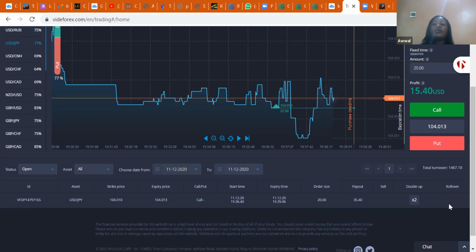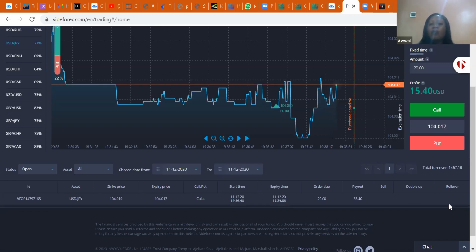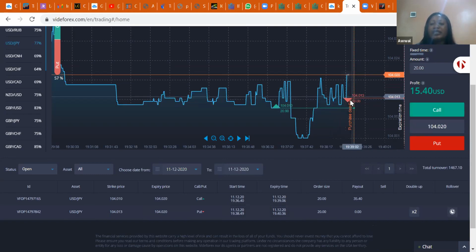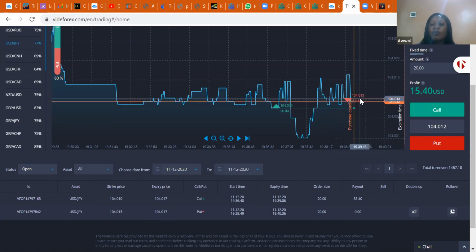All right, so for this trade right now, because I am in a buy, all I want is for price to close above my entry price. That's for a buy. Now, if I am selling, if for instance I click on puts, you can see a red line. This red line shows me that I sold USD JPY at this point, and all I want is for price to close below.